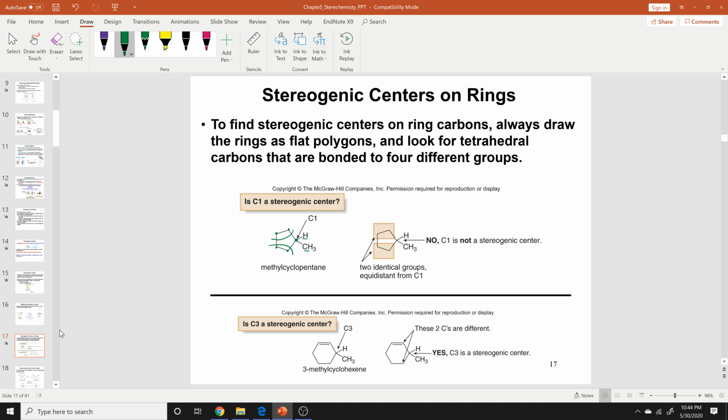If you want this to be a chiral center, all you need to do is just make these 2 groups different. Here I have another example of 3-methylcyclohexene, but now I am making these 2 groups different, see? Around this carbon, I have a double bond here, which is completely different than this group over there. So I have 4 different groups around the carbon center. So this is why I'm going to label this as a chiral center. So far, this molecule over here has 1 chiral center.